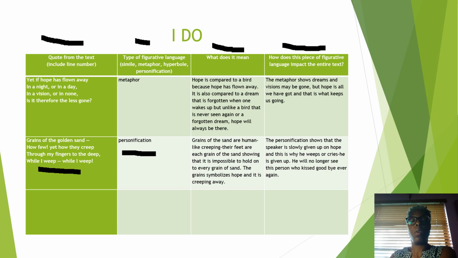All right, so we're going to try this again, but this time I'm going to allow you to go through the thinking process and pull out some figurative language in this other type of text, and you're going to do the same thing. You're going to tell me what type of figurative language it is, what does it mean, and how does it impact the entire text.